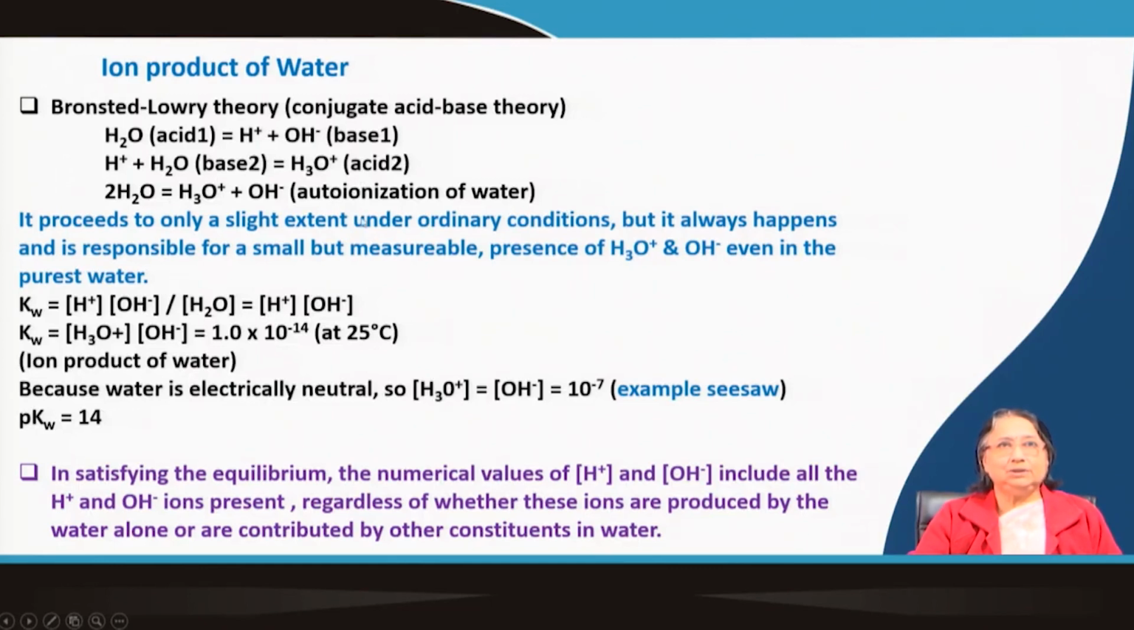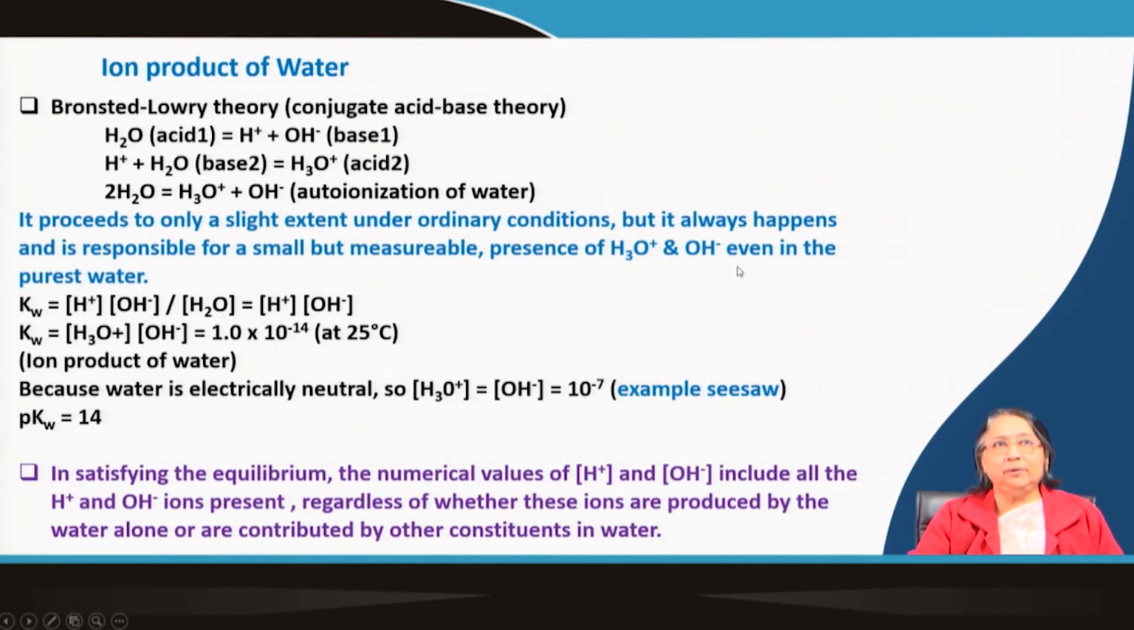Now, combining these two, we can write this equation, which is nothing but the auto ionization of water. This ionization proceeds to a slight extent under ordinary conditions, but it always happens. This is very important to remember. It always happens, and it is responsible for a small but measurable presence of hydronium ion and hydroxide ion.